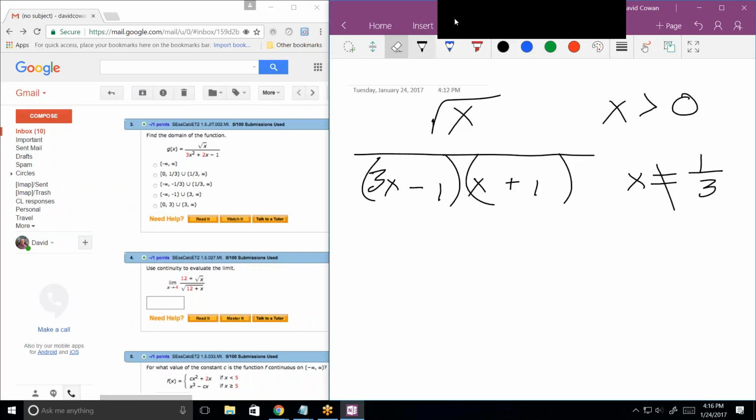The other thing that x cannot be is -1. In other words, we're going to set that equal to 0, and that means x cannot be -1. Well, we kind of knew that restriction in the first place, because the numerator told us that x had to be greater than 0. Okay, so they want interval notation. So we're basically looking at all real numbers except negative numbers and 1/3.